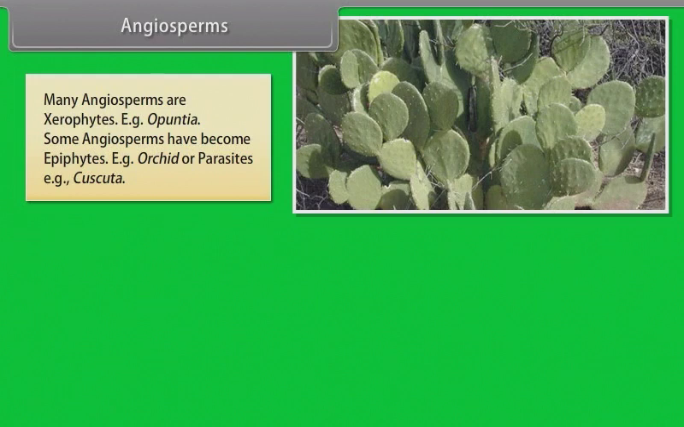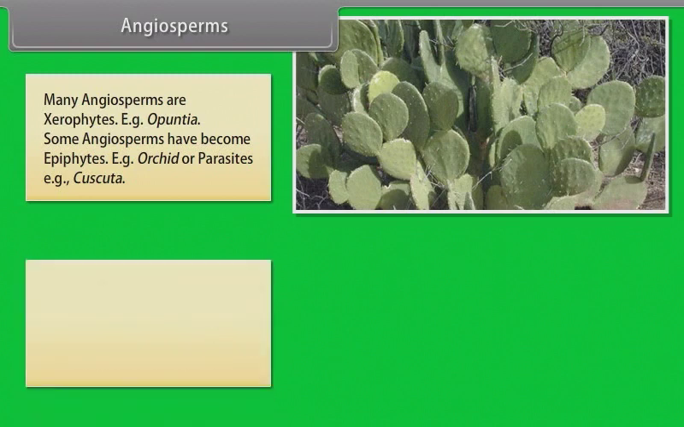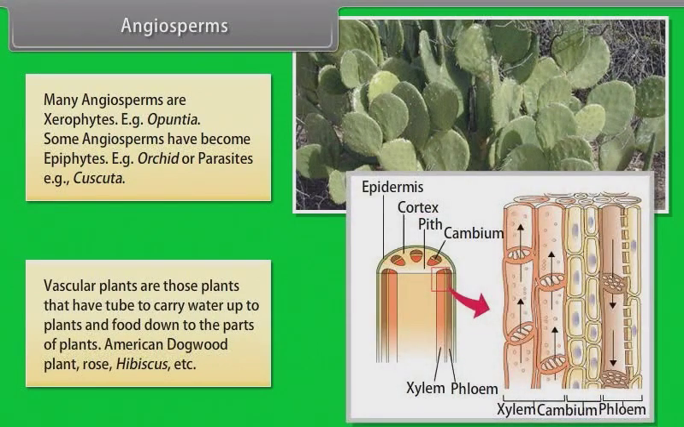Some angiosperms have become epiphytes, for example orchid, or parasites, for example Cuscuta. Vascular plants are those plants that have tubes to carry water up to the plants and food down to the parts of plants. Examples are American dogwood plant, rose, hibiscus, etc.